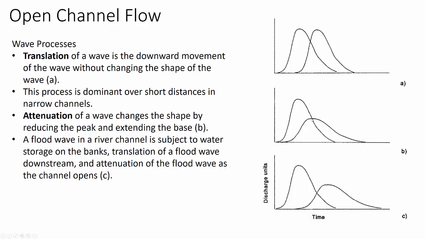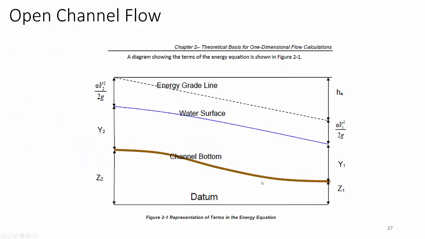Q out equals Q in plus storage. That's the way it always is. All we're doing is just spreading this out over the watershed over time. And that's the whole point of the watershed flood stage that we talked about in the previous lectures.